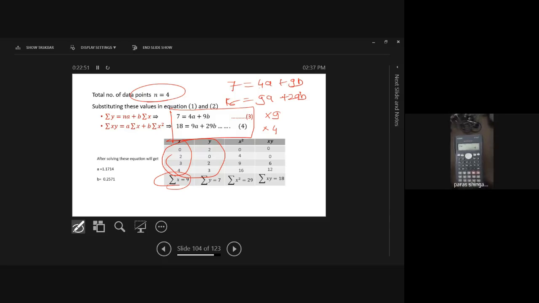Okay, 4,3, use M plus. So how many values have I entered? 4 values I have entered. So on the display, n is equal to 4 will be there. Okay, n is equal to 4 will be there. Now all four values are stored.